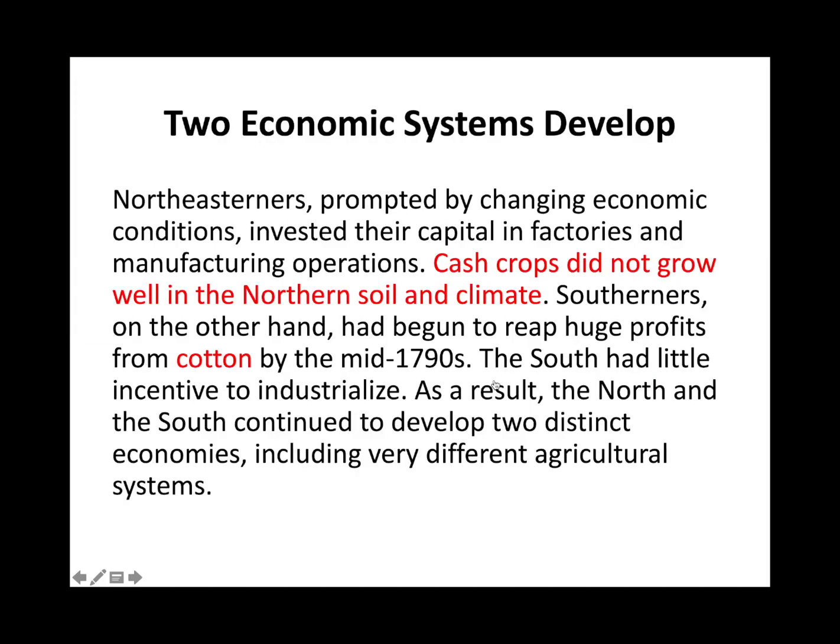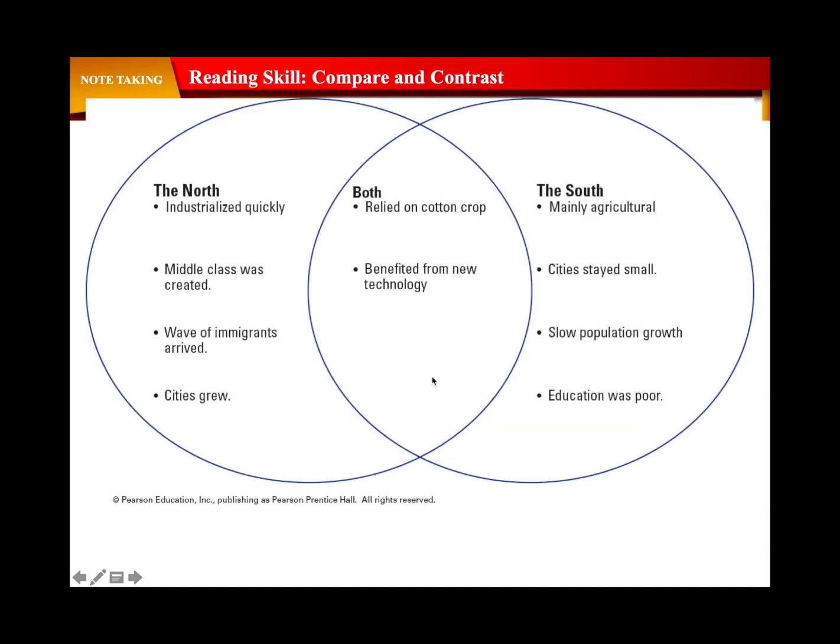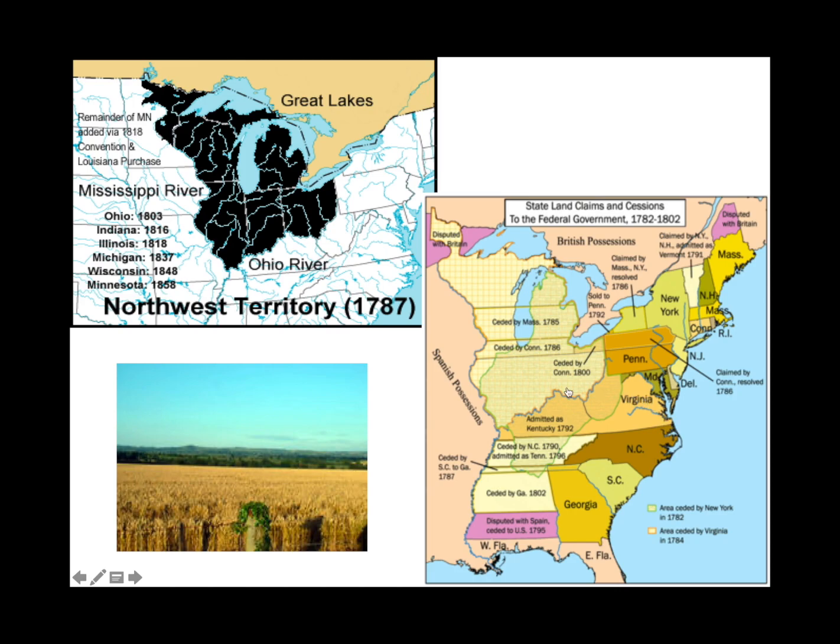All right, so cash crops didn't grow well in the north because of the soil and the climate, but in the south, however, they were making huge profits from cotton by the 1790s. So in the south, you would have people getting the cotton from the farms and sending it up north to those factories.